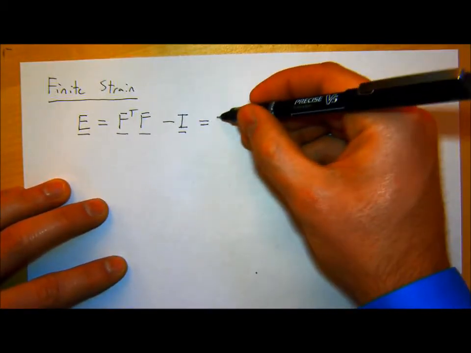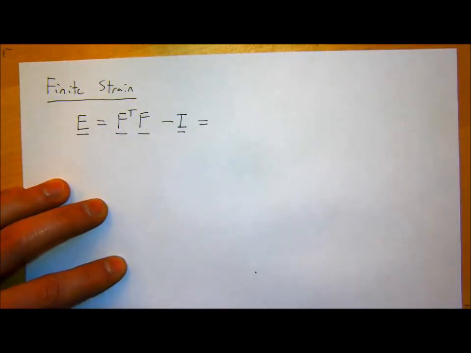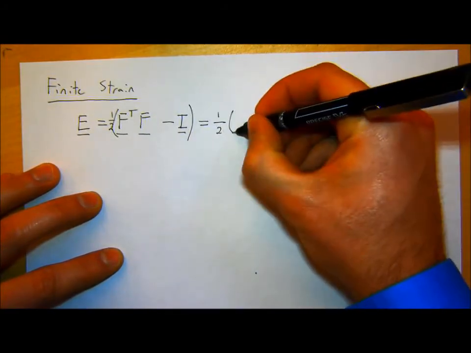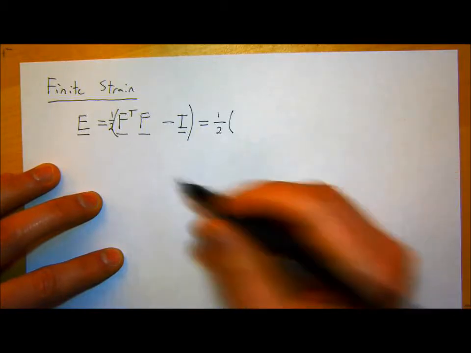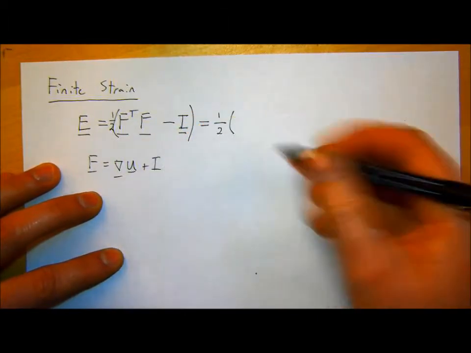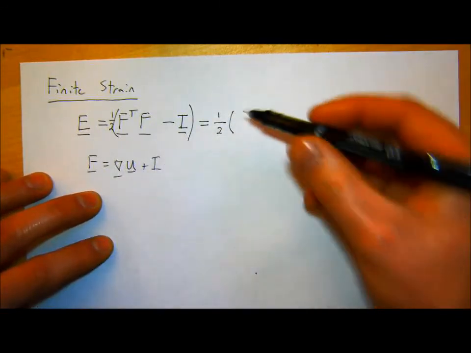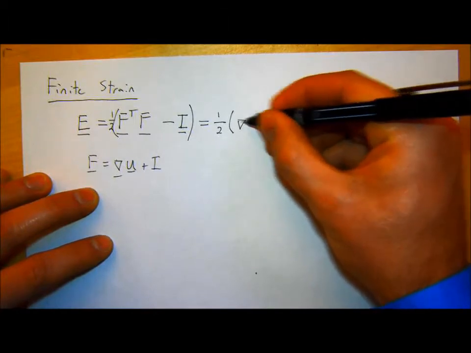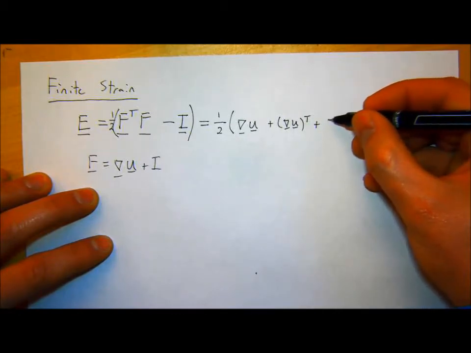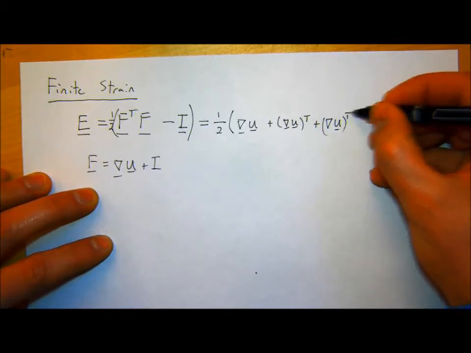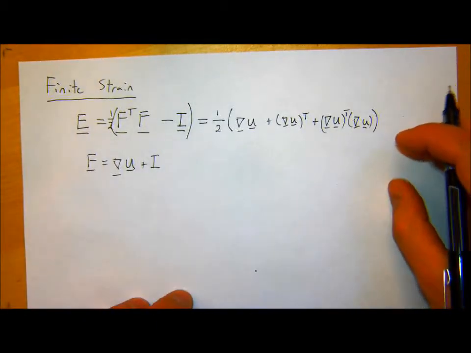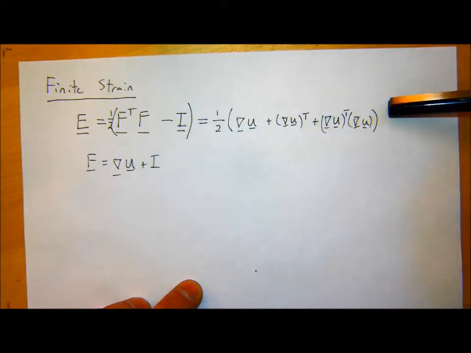So writing this all out, half. I'm forgetting a half in there. Sorry. Writing this all out, if I were to multiply these out, remember my F is the gradient of U plus I. If I were to do some arithmetic and multiply these things out, I would get this is the gradient of U plus the gradient of U transpose plus the gradient of U transpose gradient of U. And so this is my full finite strain tensor.